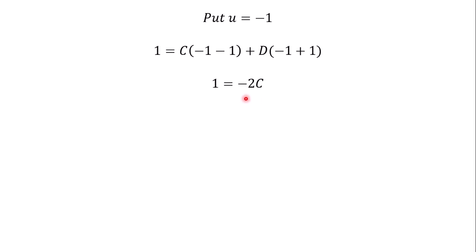If you divide both sides by minus 2, that's going to give us C is equal to minus half. If you divide both sides by minus 2, this takes away this, and you are left with this. So C is equal to minus half. Now, putting U is equal to minus 1 eliminated what? D. Now let's put U is equal to positive 1 into the original equation.